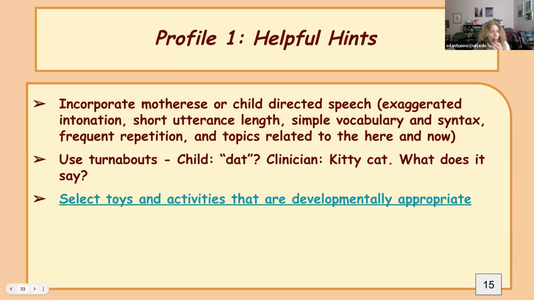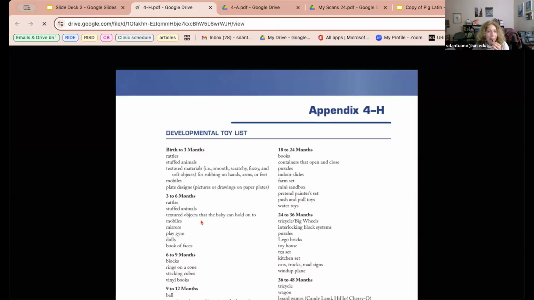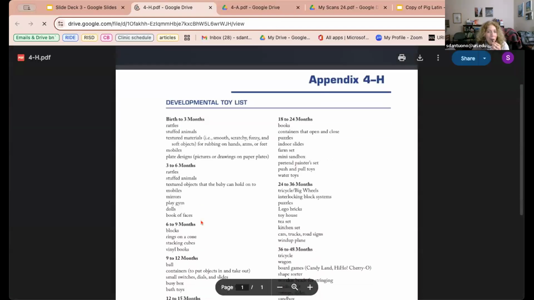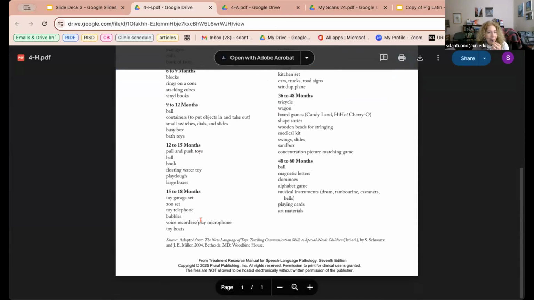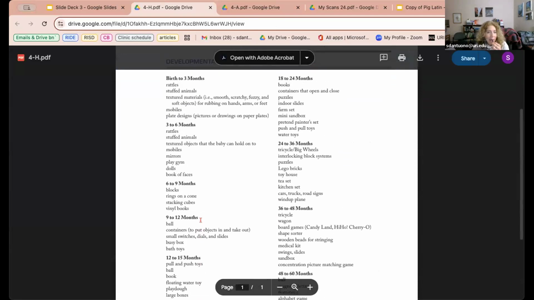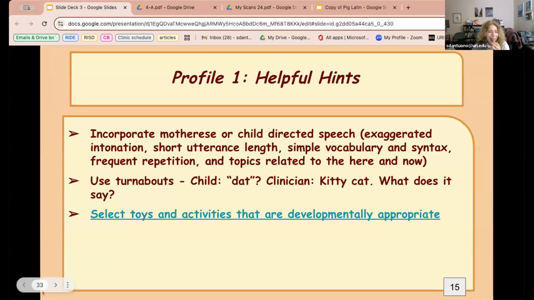And then this is a pretty nifty little chart that I think I might have gotten from the book, but it's good developmental toys so that you can think about what to use for clinic, right? Up to 60 months. So we have this up to age 5. So this is a nice thing that you may want to look at later. Okay.